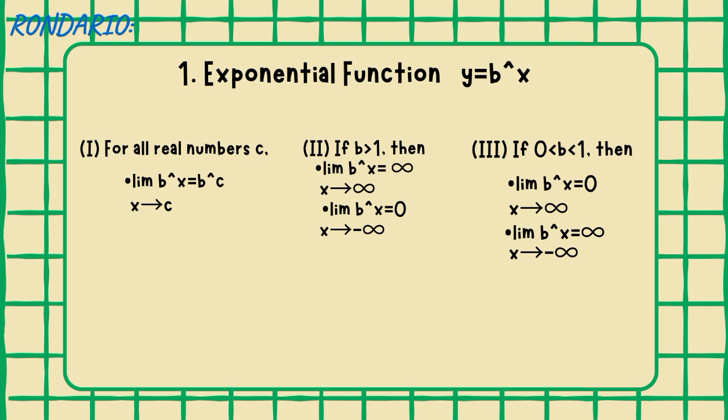Third. If 0 is less than b and b is less than 1, then the limit of b raised to the power of x as x approaches positive infinity equals 0, and the limit of b raised to the power of x as x approaches negative infinity equals positive infinity.